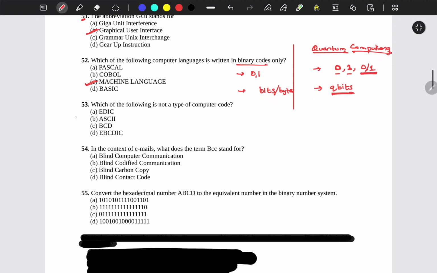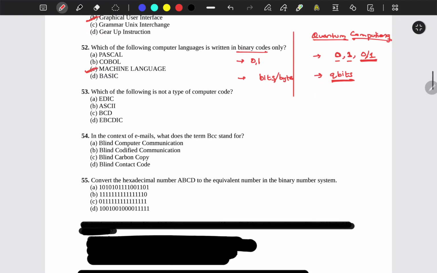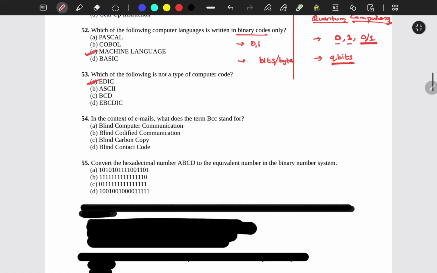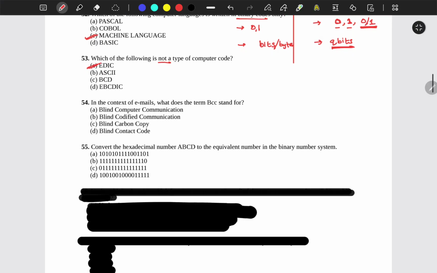So the next question, 53, which of the following is not a type of computer code? EDIC, ASCII, BCD, EBCDIC. So straightforward, just remember this. The correct answer would be EDIC is not a type of computer code.